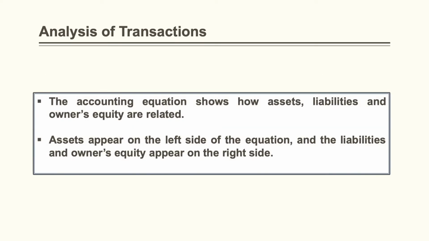When we are talking about the accounting equation, we cannot run away from analysis of the transaction. The accounting equation shows how asset, liabilities, and owner equity are related. Asset appears on the left side of the equation and the liability and owner equity are always on the right hand side.